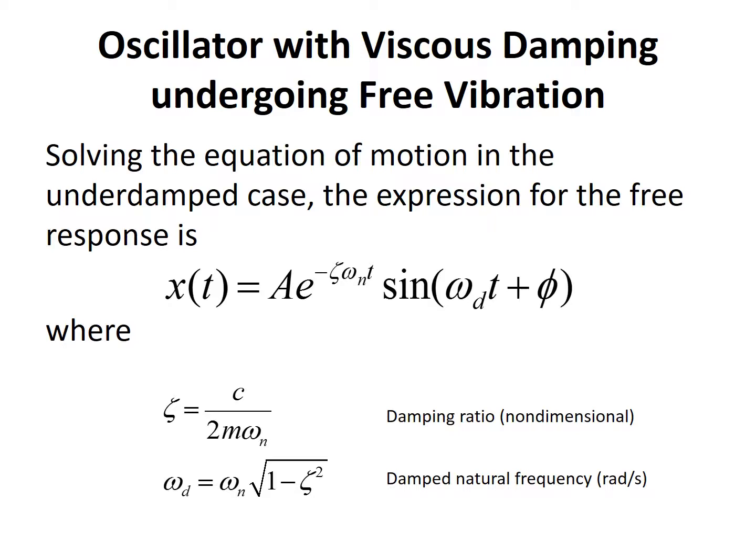Now the 2 new terms in this response are zeta and omega sub d. Zeta is the damping ratio, and it's a non-dimensional parameter which is defined as the damping coefficient divided by 2m times the natural frequency. And the damped natural frequency, omega sub d, is equal to the undamped natural frequency, omega sub n, times the square root of 1 minus zeta squared.